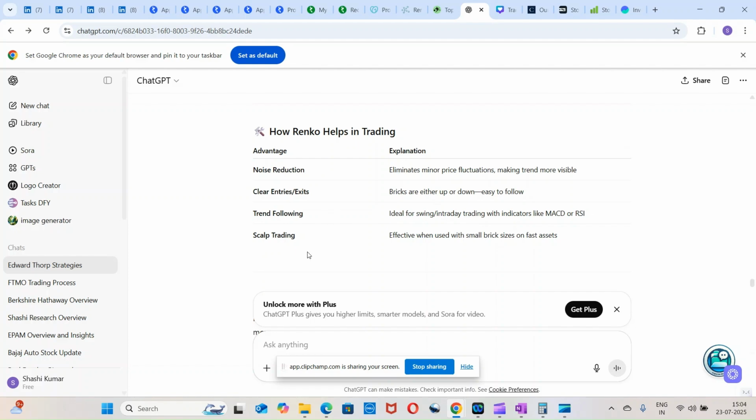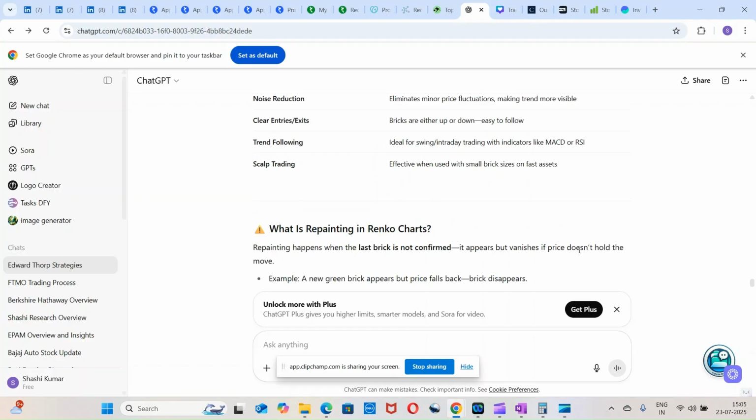Scalp trading: we can use Renko for this too, effectively with small brick sizes on fast assets. So you can use it for scalping, and for trend following in both intraday and swing trading. You can use additional indicators like MACD and RSI. Clear entries and exits will help you, and it will also reduce noise.